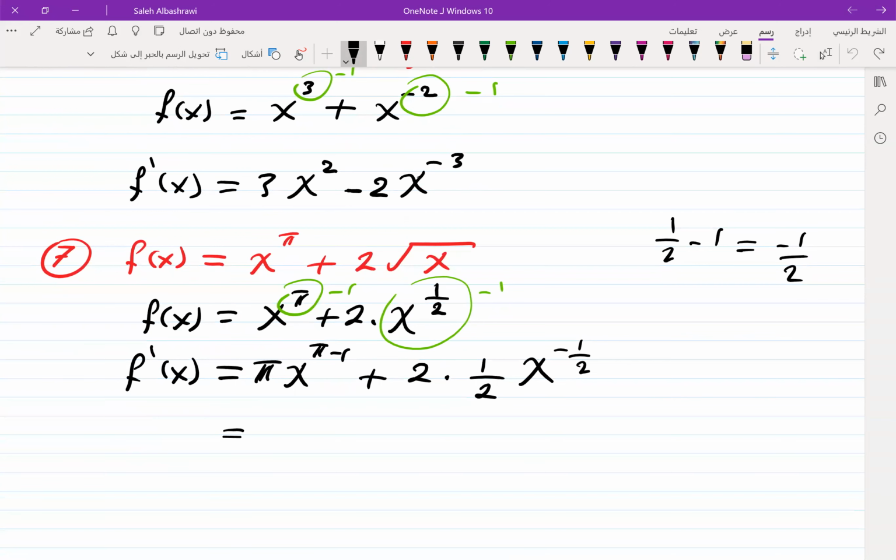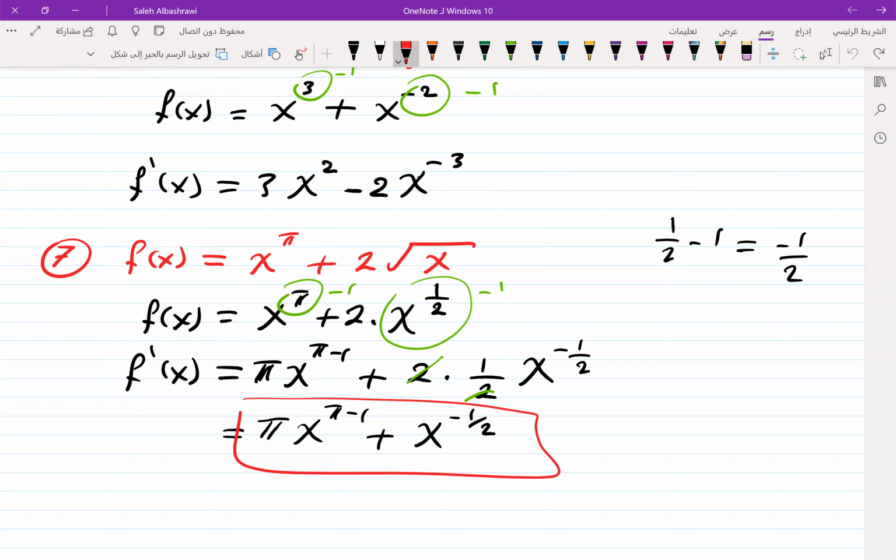So again, the power now, or the derivative, is equal to by x to the power of minus 1/2. The 2 will cancel with the half, so it will be plus x to the power minus 1/2. And that's it. This is the derivative of the given function. So just applying the techniques of differentiation, it is straightforward.